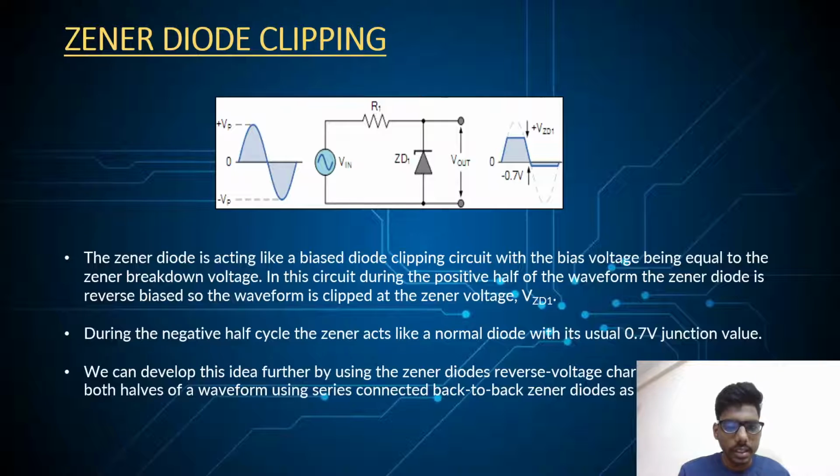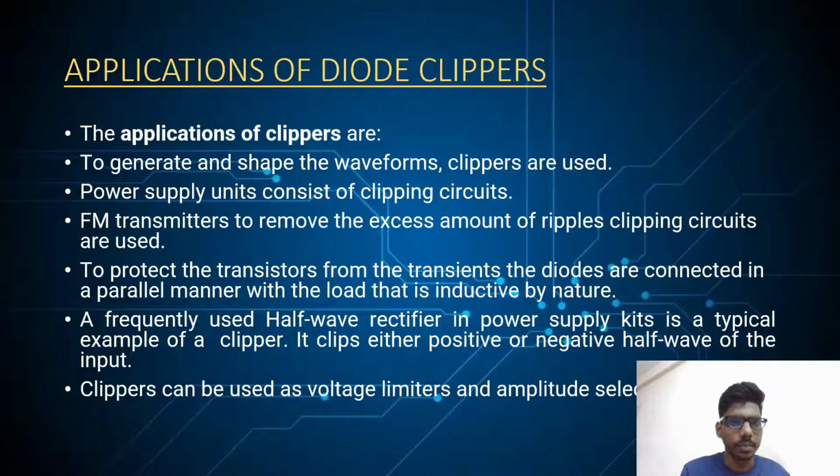During the negative half cycle, the Zener diode acts like a normal diode, so it has the usual junction value of 0.7 volts. We can develop the idea further by using the Zener diode's reverse voltage characteristics to clip both half cycles of the waveform using series connected back-to-back Zener diodes. We can see that in the diagram.